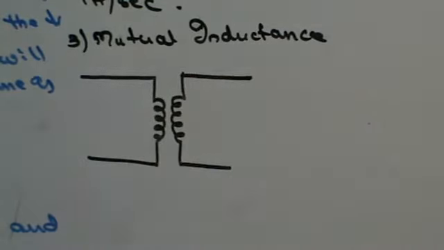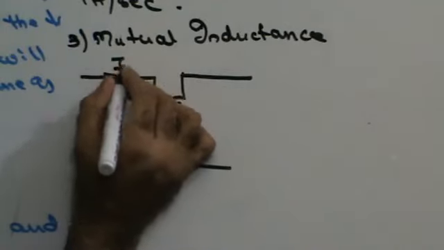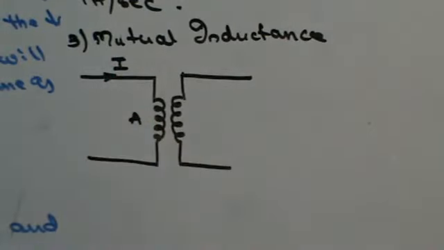Let's assume I have current I flowing through coil A. Now, if current I is flowing through coil A, a magnetic field is going to be produced. There will be some magnetic flux produced. Coil B will lie in that magnetic flux. Now, if the current in coil A changes, there will be a change in flux, and hence an EMF will be produced in coil A.